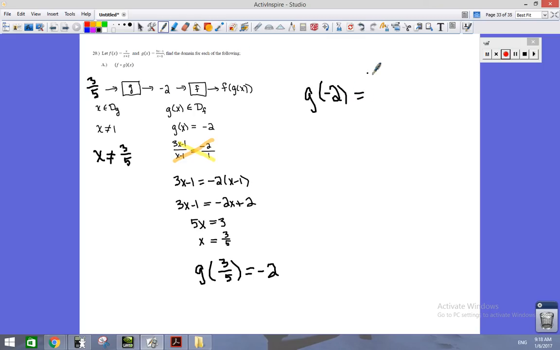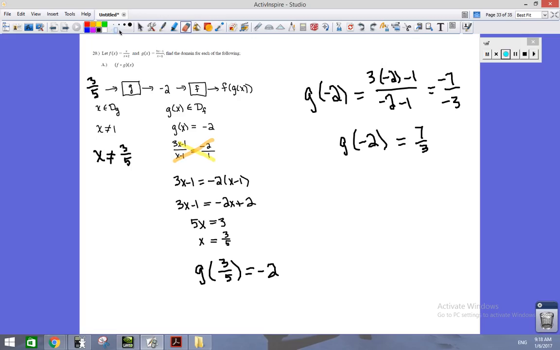Look at what you're going to get: 3 times negative 2 minus 1 over negative 2 minus 1, negative 7 over negative 3, which is 7/3. F doesn't have a problem with 7/3. F has a problem with negative 2. So that's why we're throwing out 3/5. We're not going to throw out negative 2. We never throw out this intermediate value, is what I'm trying to stress.